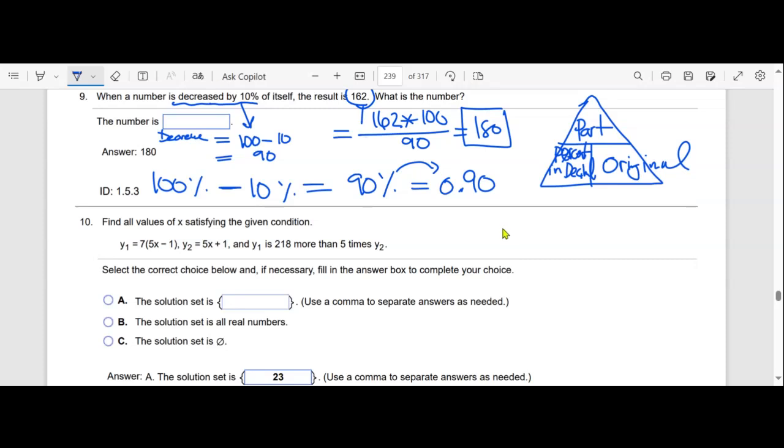Okay, let's move on. Yes. I need someone to read the next one, number 10.